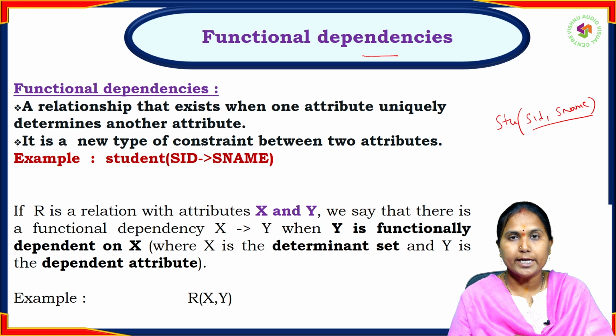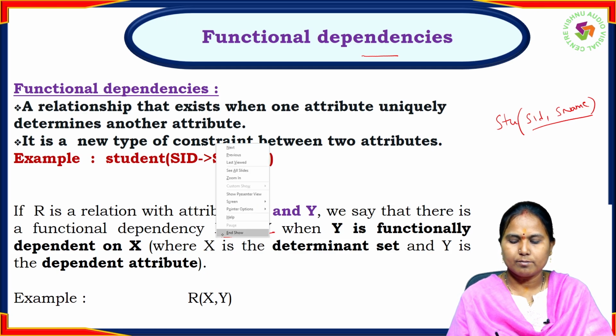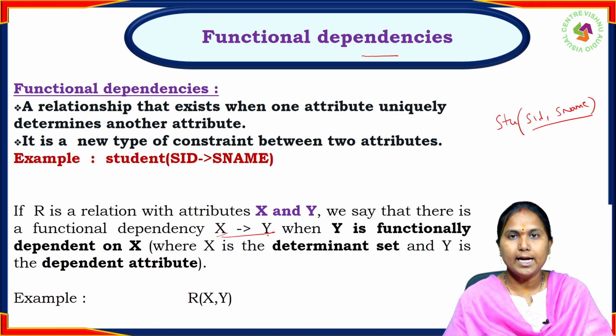Let R be a relation. That relation consists of x, y as the attributes. If x determines y, then y is functionally dependent on x. This association is called a functional dependency set. In this, x is called the determinant and y is called the dependent. Y always depends upon x.